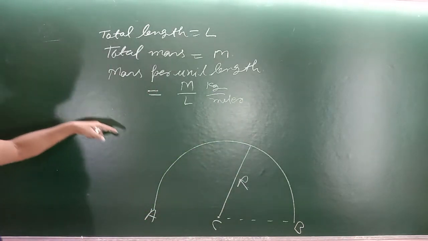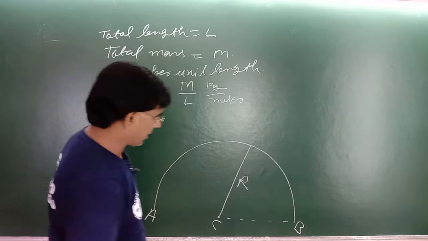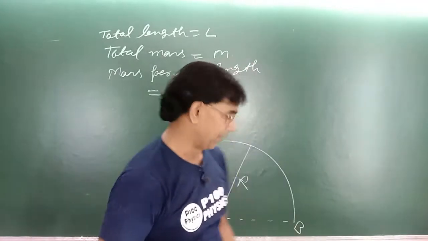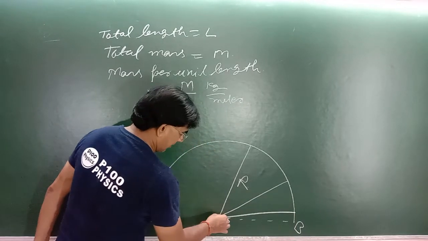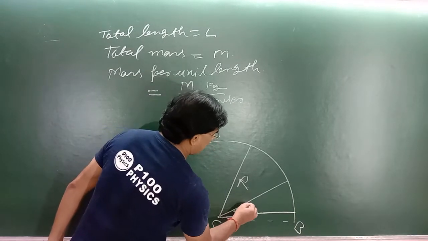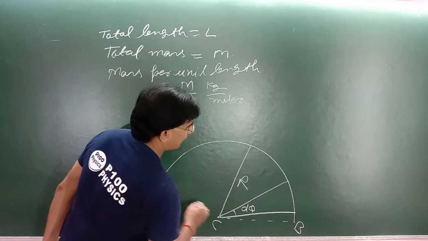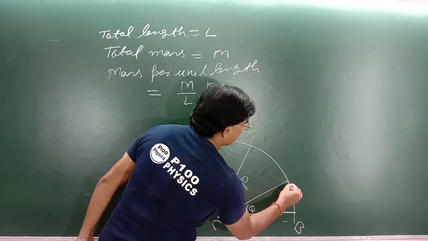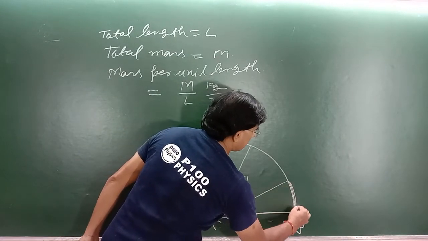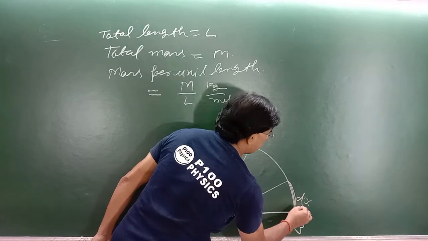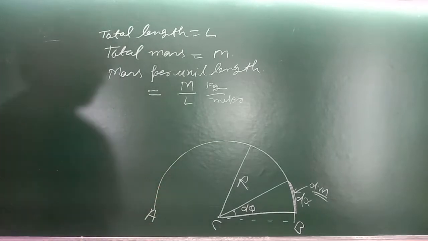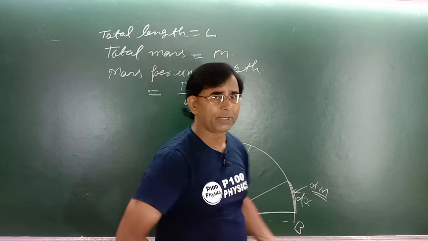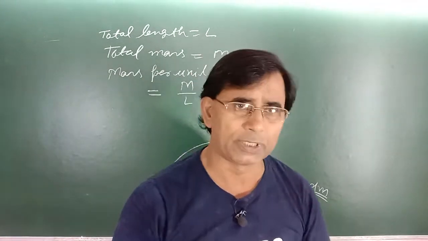By the process of integration, you can solve this question also. Take a small element, taking angle d theta. This is the element of length dx and mass dm. Very easily by the integration process it can be solved. But without integration, directly you can solve this question in a single step.